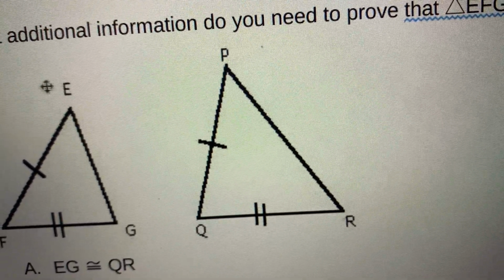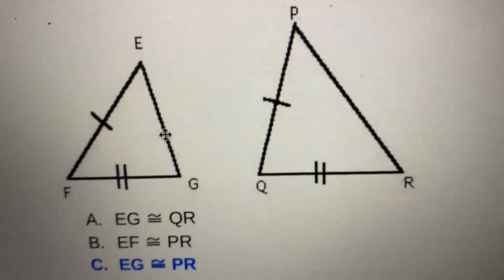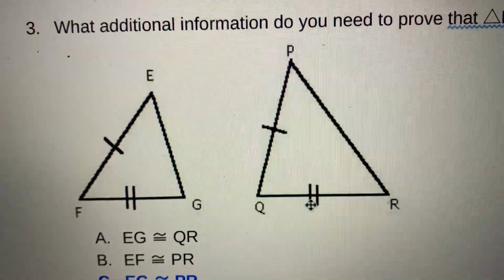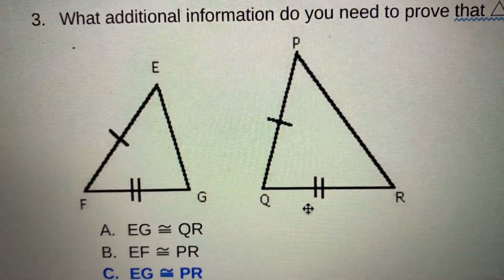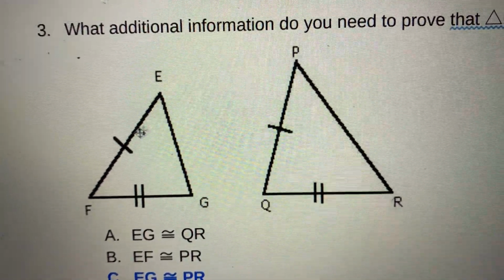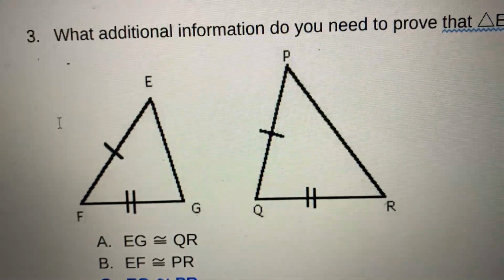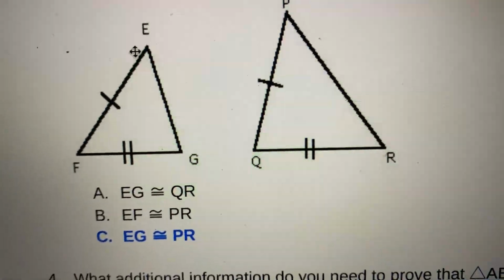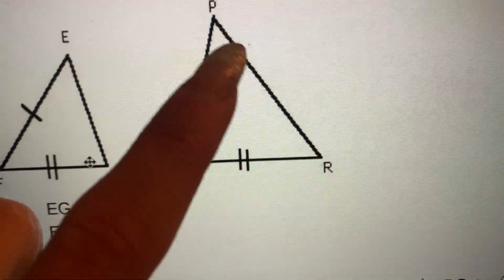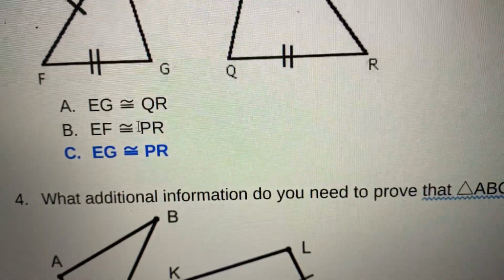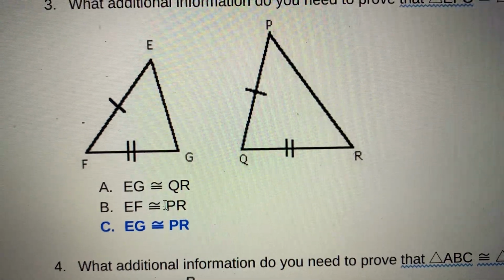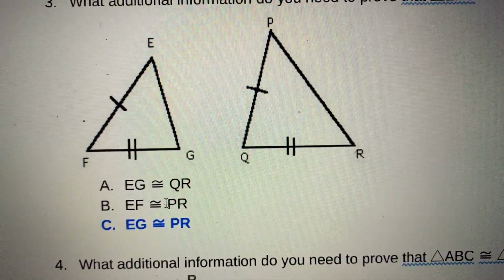We just need to know that the last lines are going to have 3 little checks. So the first one says EG and QR. That's not what we need. The second one says EF and PR. Nope, we don't need that. And the last one says EG, so this one here, EG and PR, which is what we need, so it's going to be C. Okay, so take your time with those. They're really not too bad, but you do have to make sure that you take your time. And remember that sometimes they can be flipped around.